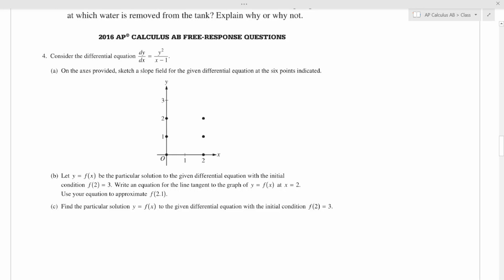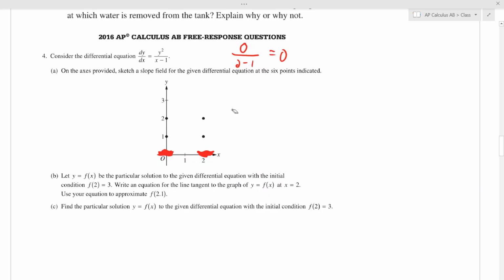For instance, at this point, 2, 0, if you plug 2, 0 into this thing, you get 0 over 2 minus 1, which is 0. So here has a slope of 0. So you put a little dash that is a slope of 0. That's it, okay? Make it a little thick so that you can see it. At 0, 0, you're also going to have a slope of 0, so it's just a horizontal dash like that.